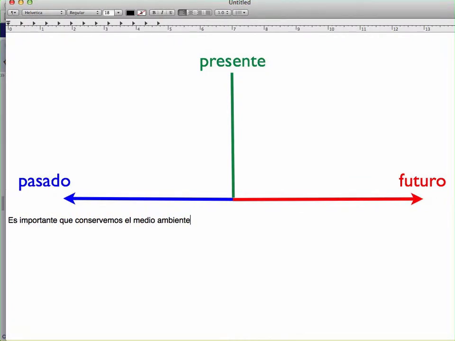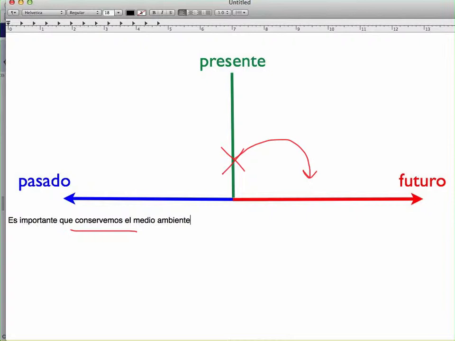So you start here in the present. Es importante que conservemos. So it's important that we do something, either here in the present or in the future. Or I recommend that you take care of the medio ambiente. Te recomiendo que conserves el medio ambiente. So conservemos is the present subjunctive.